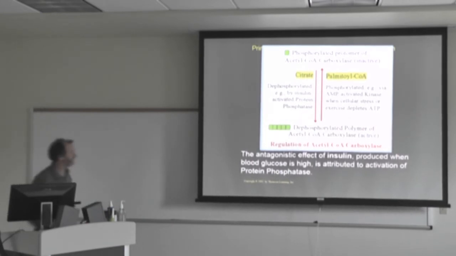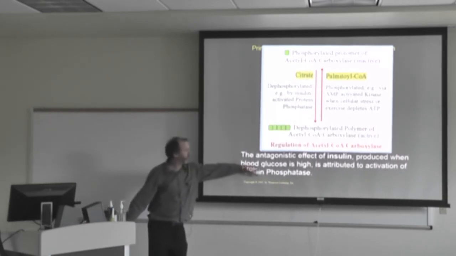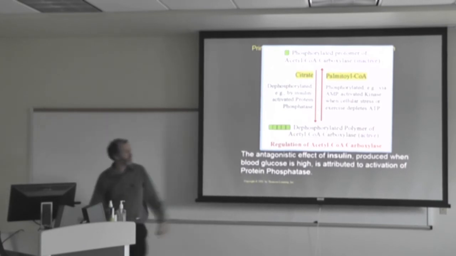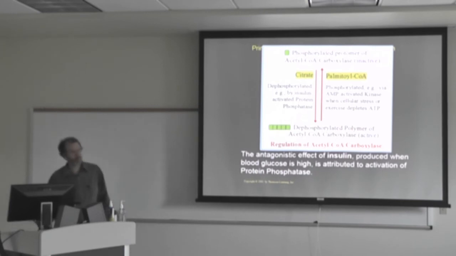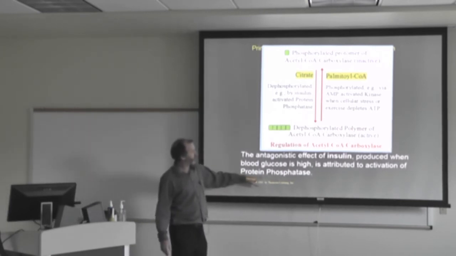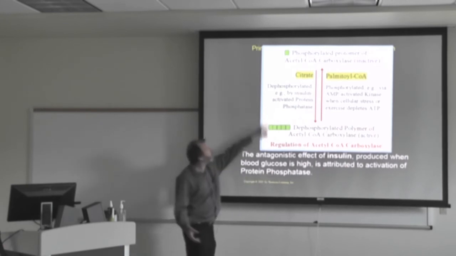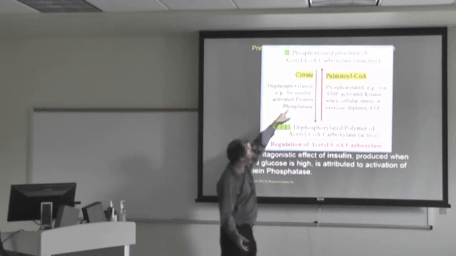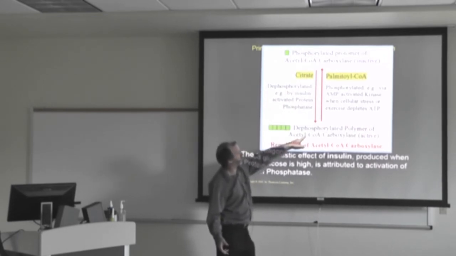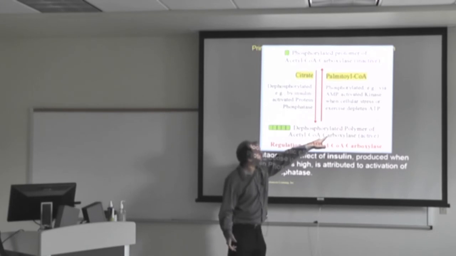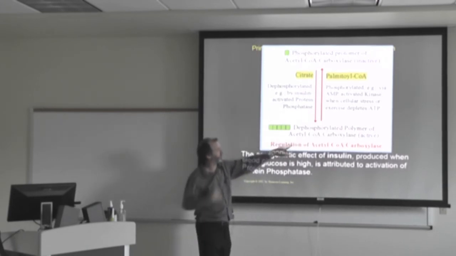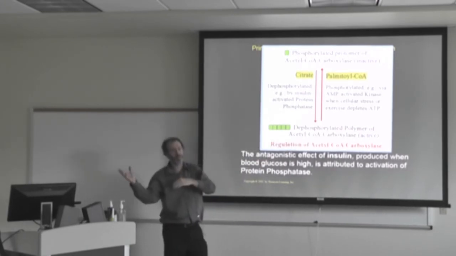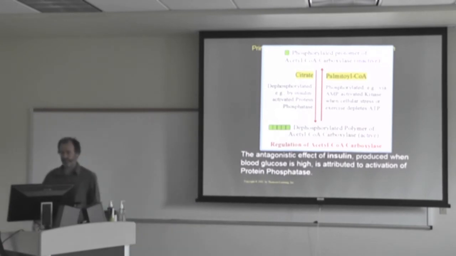and you get an antagonistic effect of insulin, produced when the blood glucose is high, attributed to the activation of protein phosphatase. Right? So insulin, you want to store energy, activates protein phosphatase, which removes the phosphate groups from acetyl-CoA carboxylase, which causes the dephosphorylated polymer of acetyl-CoA carboxylase to be in the active form, so it's going to store acetyl-CoA as fats.